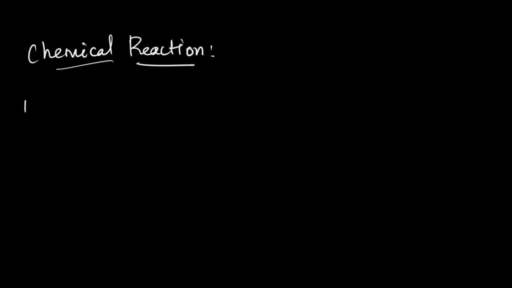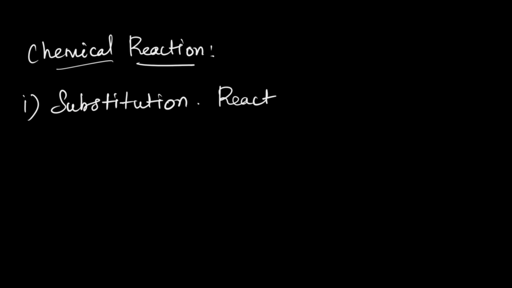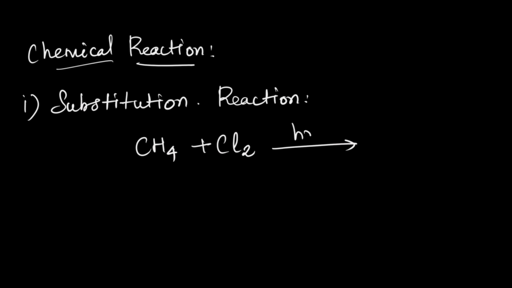It can undergo substitution. Yes, it can. The substitution, as I told you, we already discussed very briefly about the types of substitutions in the last video. Here, in case of alkanes, let me take CH4 as a simple compound with Cl2. In the presence of UV or sunlight, it produces CH3Cl with HCl.